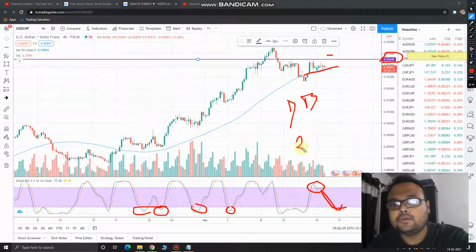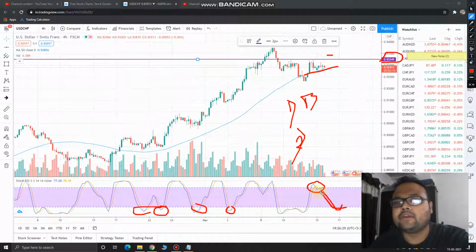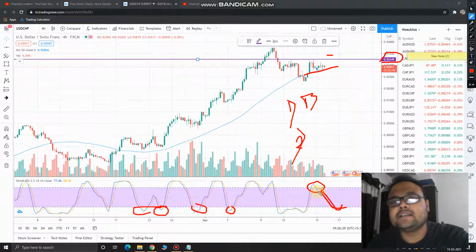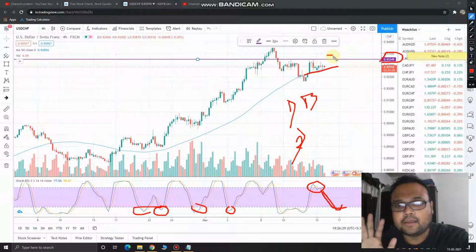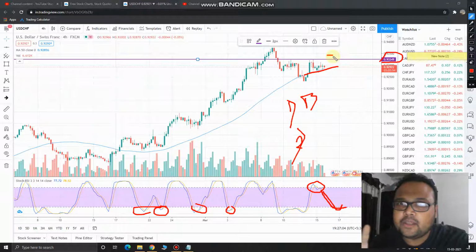So these are the two strategies. First is wait for the market to go to the oversold zone and then buy. And the second strategy is let the market cross the resistance, then you can go ahead and buy. Just try to understand the market psychology. That's it. So, simple strategy for US dollar Swiss franc for 16th March 2021.